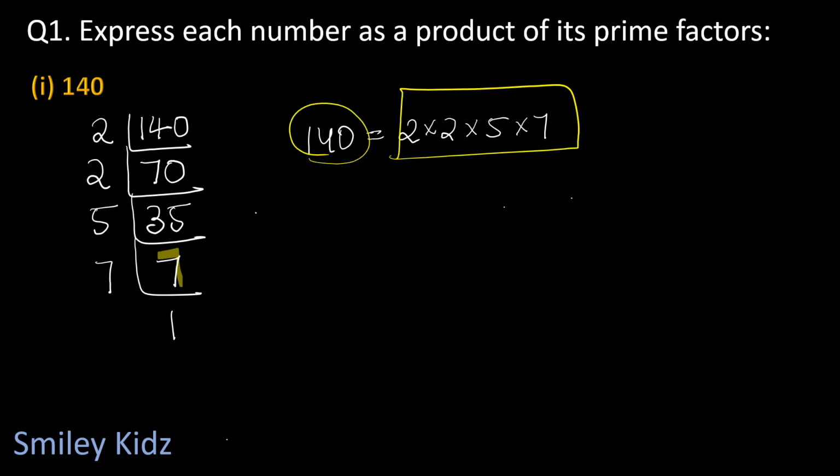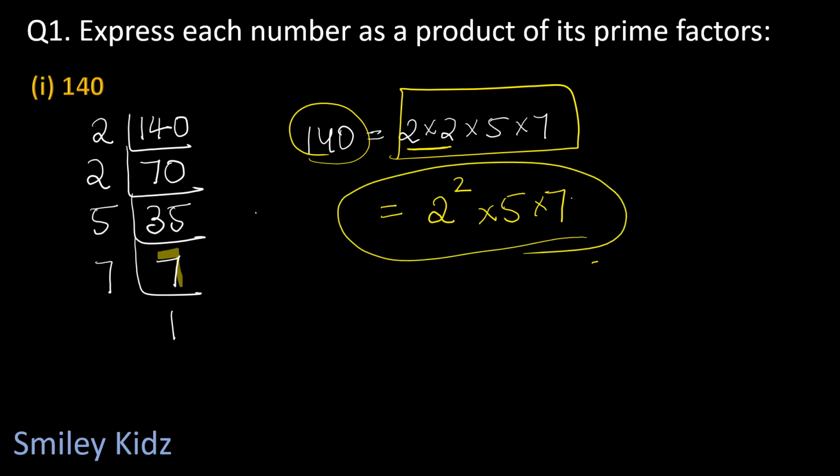Therefore, the prime factorization of 140 is 2 times 2 times 5 times 7. This can also be expressed as 2 square because 2 times 2 is nothing but 2 square. Now 2 square into 5 into 7 will be the product of prime factors. Therefore, the prime factorization of 140 is 2 square times 5 times 7.